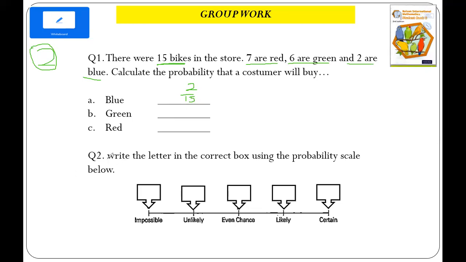Then later on, you will write A, B, C in the box. The probability here is blue, the probability of blue, which is 2/15. Is it impossible, unlikely, even chance, likely, or certain? All right, Year 6. So this will be your second work.